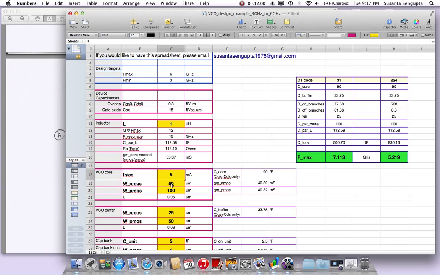We will iterate on this once we have gone through one round of all the variables, and then we'll iterate and see how F max and F min work. Okay, let's see what else. The core. Now, how do we compute these capacitances here?